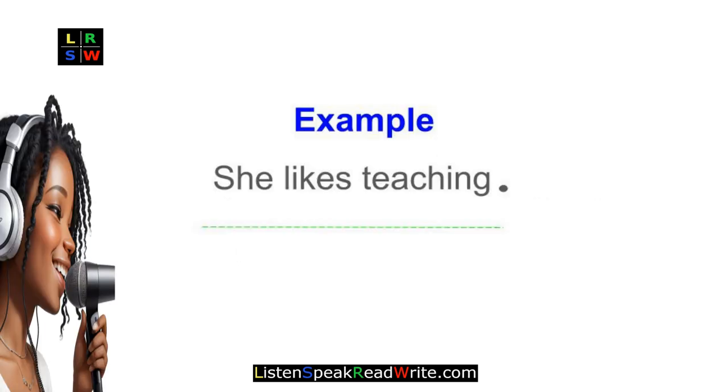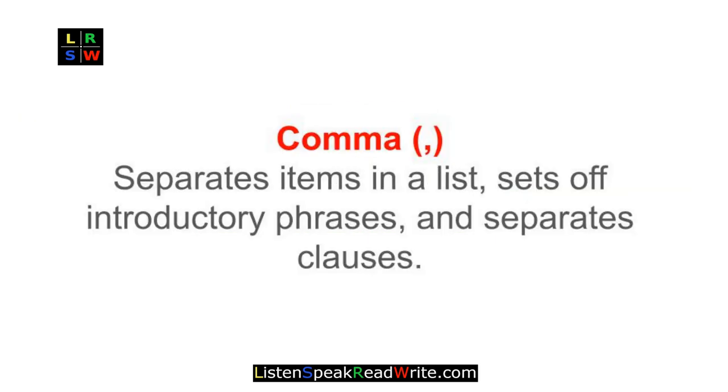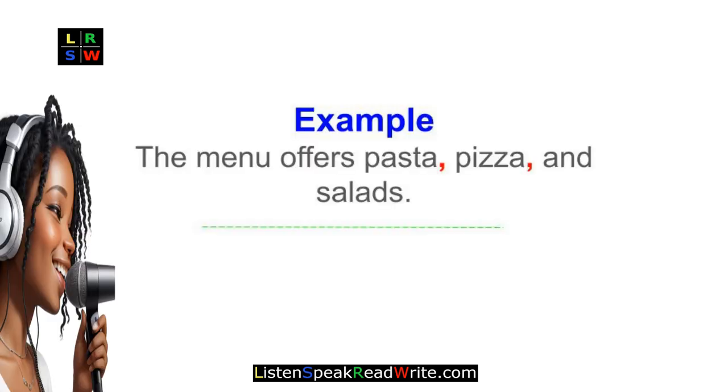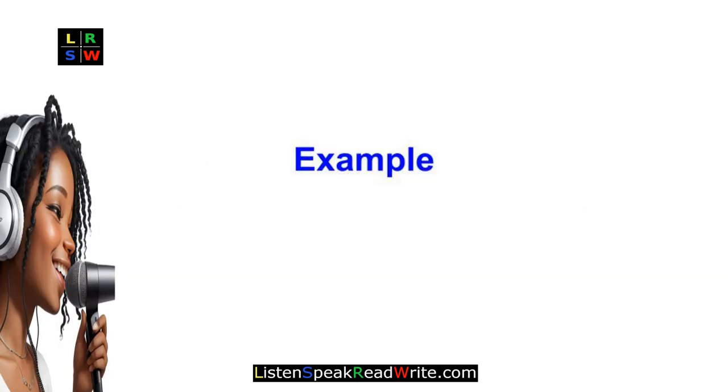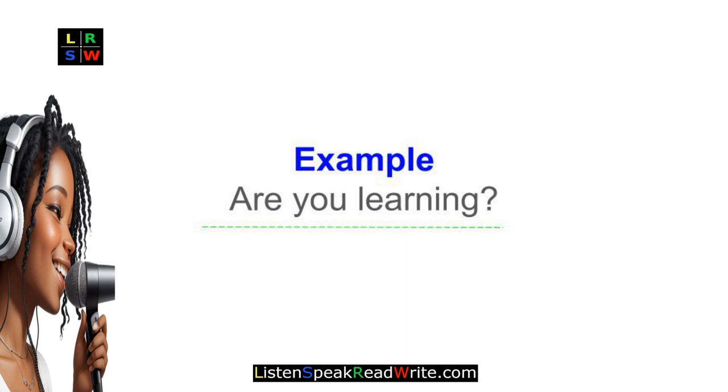Example: she likes teaching, period. Comma separates items in a list, sets off introductory phrases, and separates clauses. Example: the menu offers pasta, comma, pizza, comma, and salads. Question mark denotes a question in a sentence. Example: are you learning? Question mark.